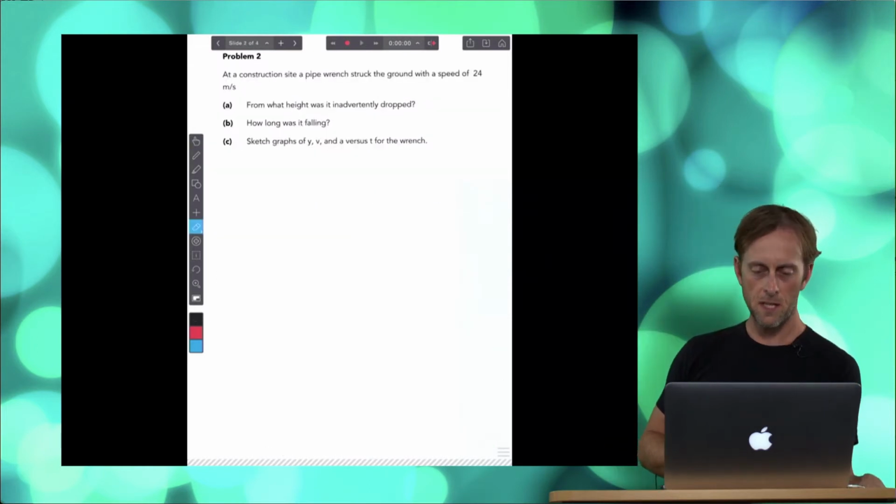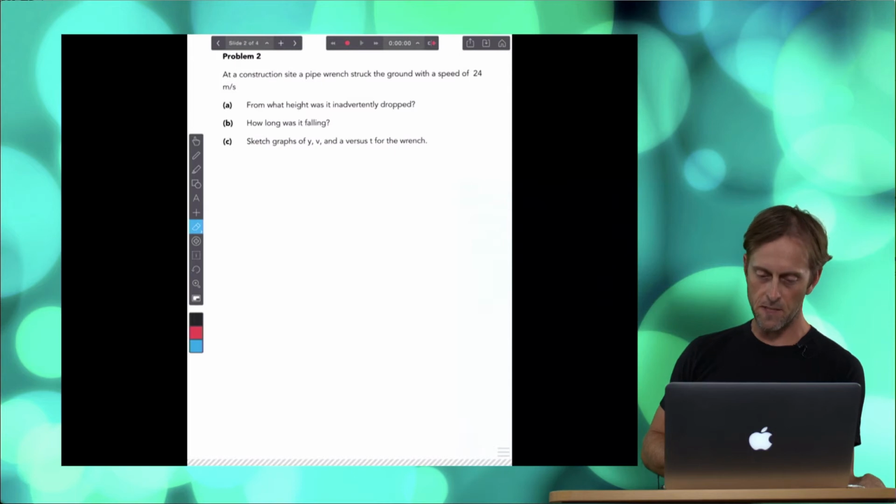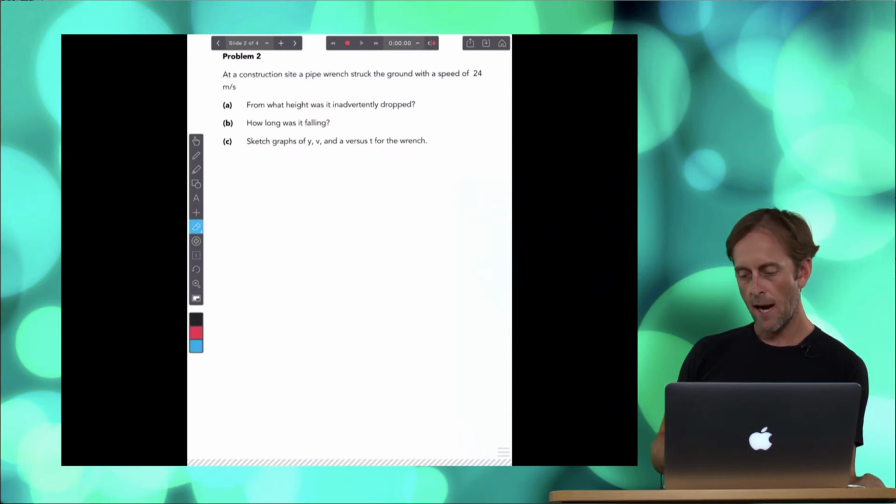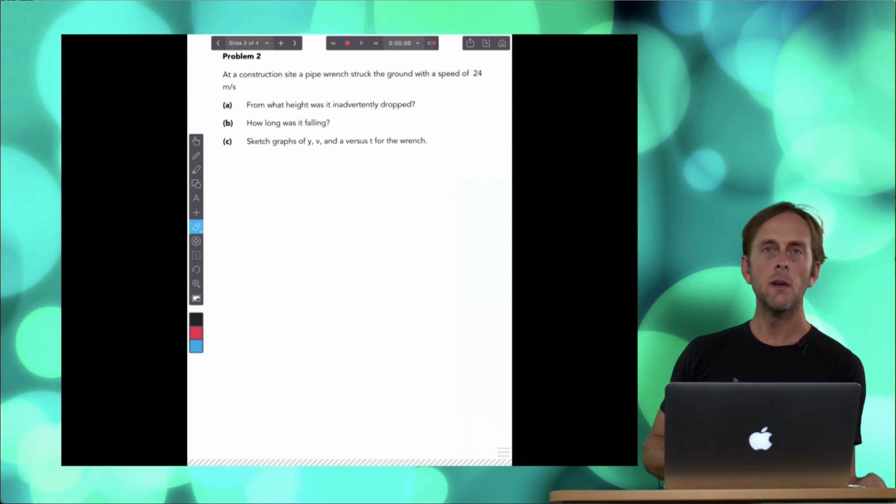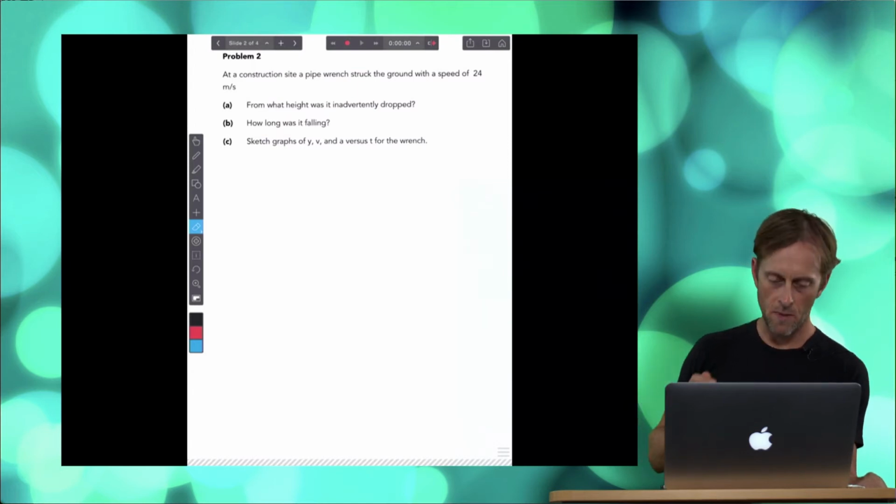So some numpties dropped a pipe wrench from some height at a construction site. It's dropped out of his hand and hits the ground with a speed of 24 meters per second. Luckily it hits the ground, not someone else. What height was it dropped from? How long was it falling? And let's sketch some graphs to show its motion.